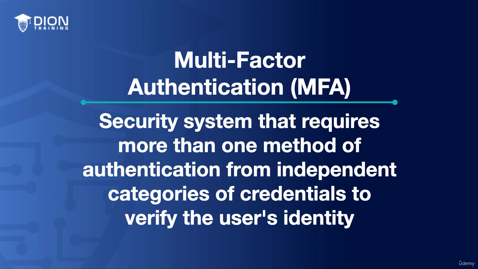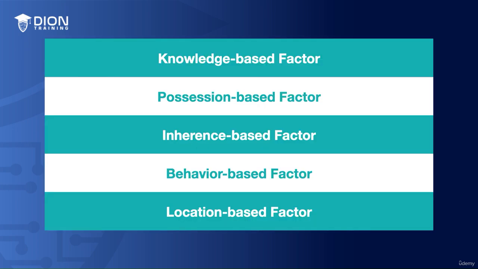Multi-factor authentication revolves around the concept of combining at least two or more independent credentials from across 5 different categories of authentication, including something you know, or a knowledge-based factor, something you have, or a possession-based factor, something you are, or an adherence-based factor, something you do, or a behavior-based factor, and somewhere you are, or a location-based factor.